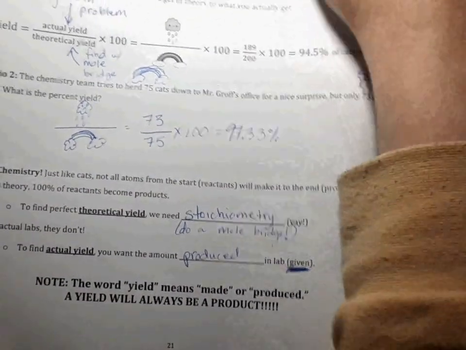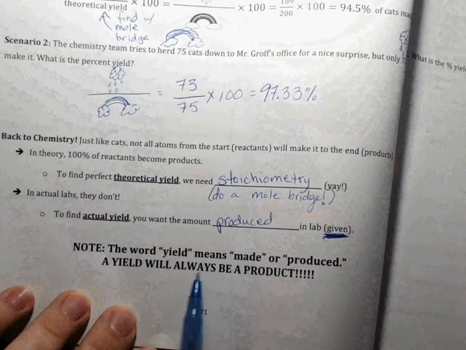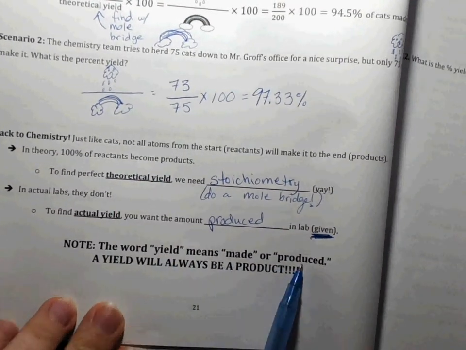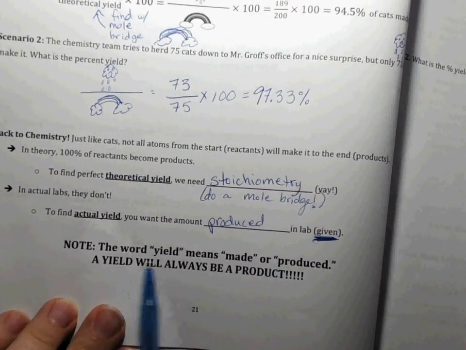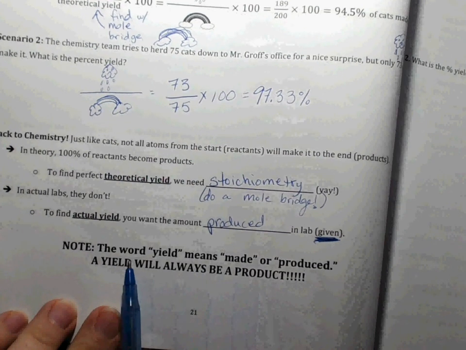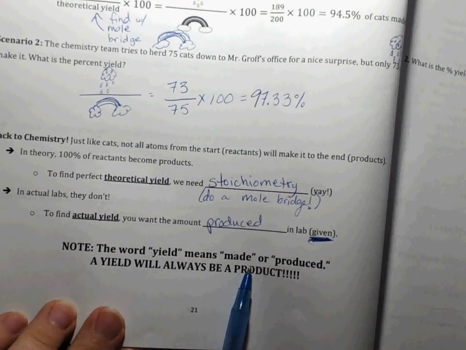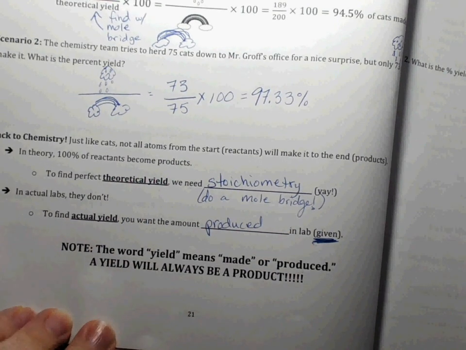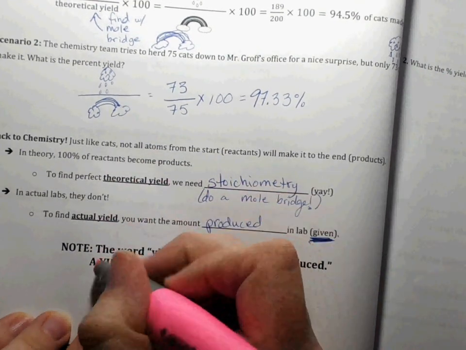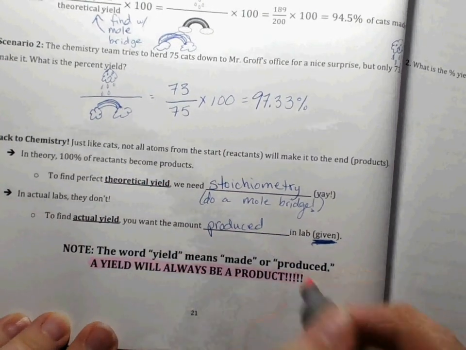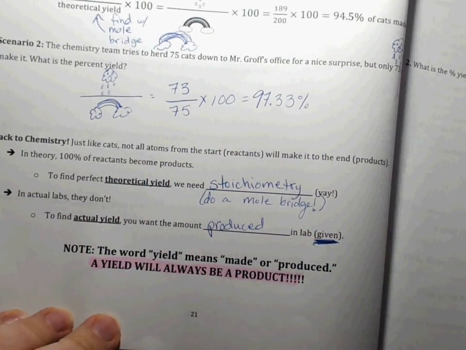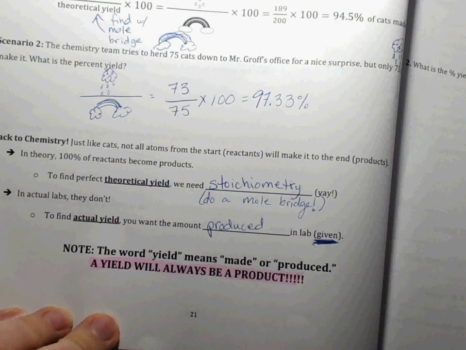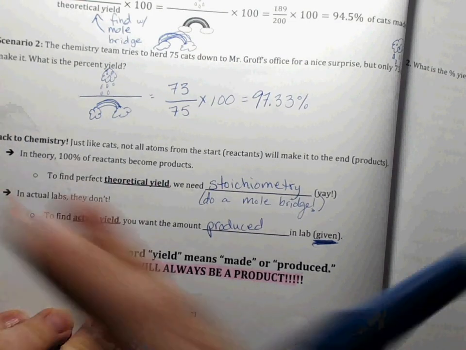I want to make a note for you here. The word yield means made or produced. So a yield is always going to be a product. That's important. We'll look at it in the next problem, but keep that in mind. A yield is always going to be a product. When you're trying to identify in the problem what is your given actual yield, it's going to be the one that's a product. The word yield means it was made or produced. It's got to be a product.